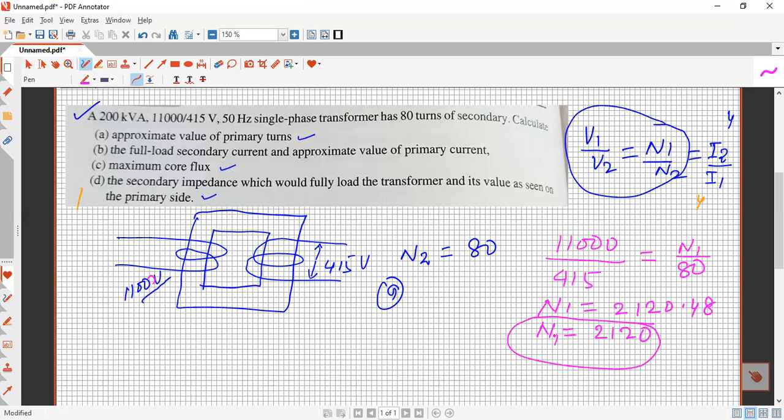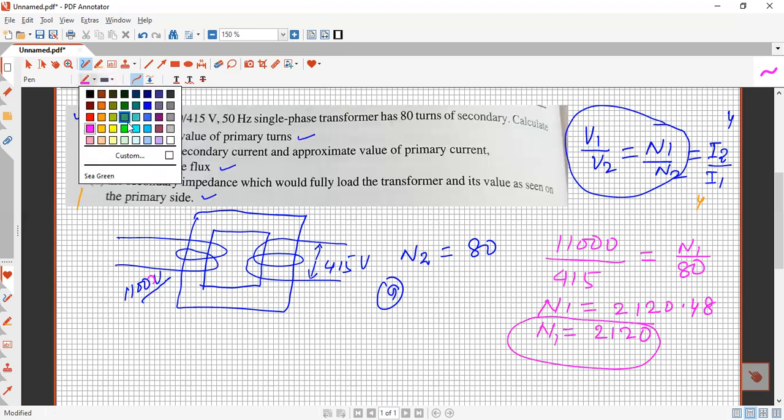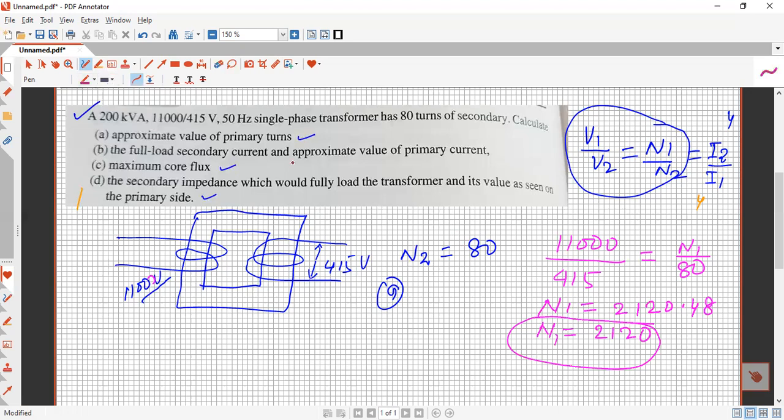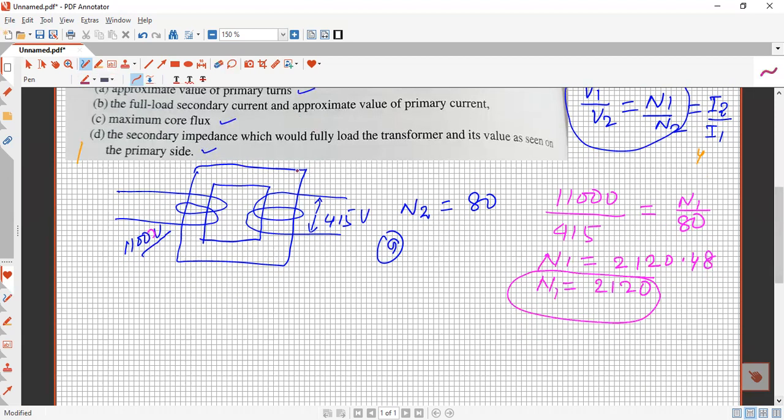Now we need to find the secondary number of turns, already given here, not to find. So now, in the second part, we have to find the value of full load current and the approximate value of primary current. Full load current means the secondary current. The transformer rating is given as 200 kVA. So this 200 kVA is V2 into I2, which is also equal to V1 into I1. Here it is 200 into 1000, kilo is removed, and V2 is 415 into I2.